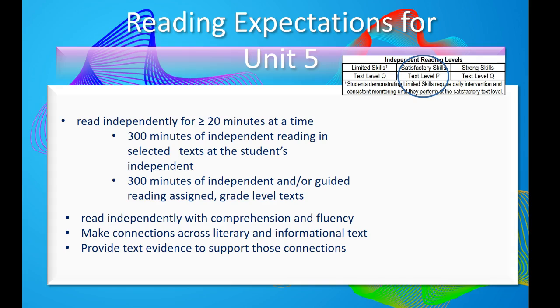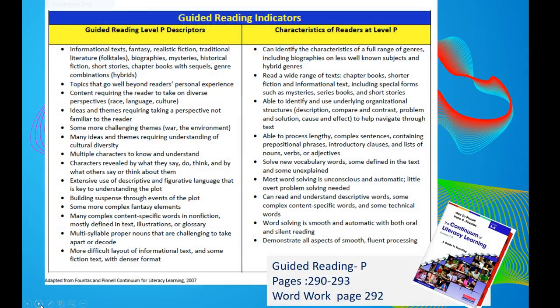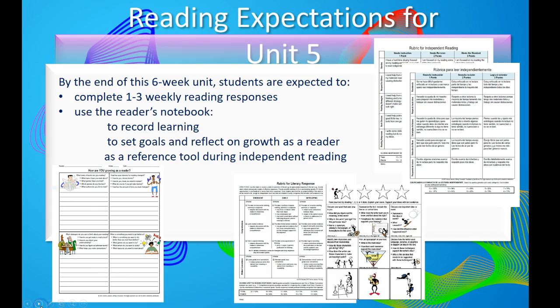This 6 weeks we're going to be making connections across literary and informational text, and then we're going to provide text evidence to support those connections. So, let's take a look at what a level P looks like in your continuum. Here's the descriptors of it, and then here's the characteristics of a level P. But when you look in the continuum for literacy learning, and you look on pages 290 to 293, it really gives you a better description of behaviors to notice, and actually there's word work on page 292. So if you have a level P group, then what's the word work look like at that level? So your continuum is such a great resource for you to use.